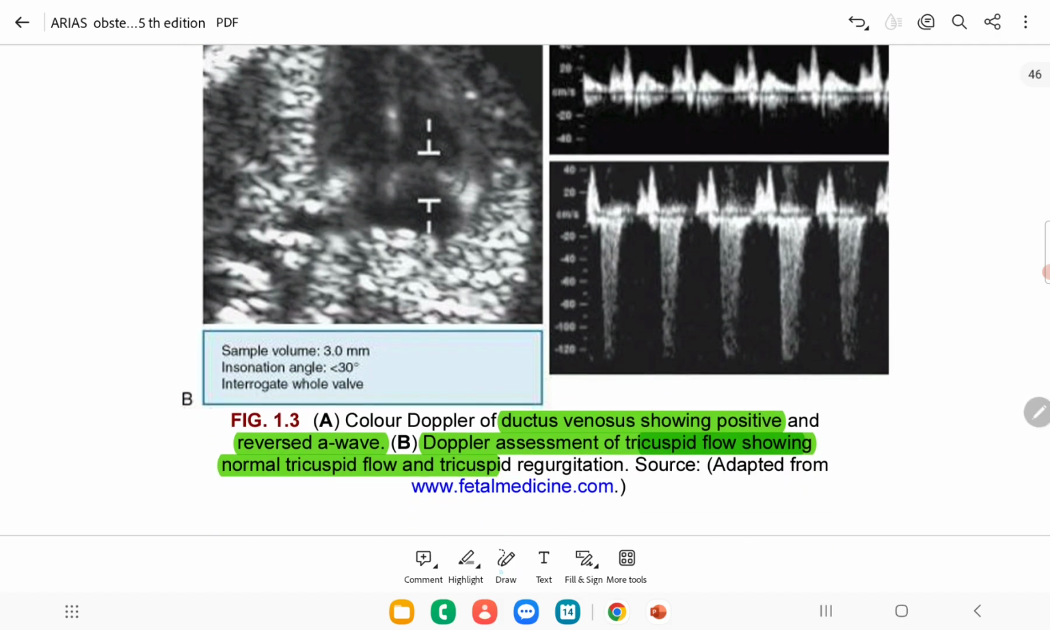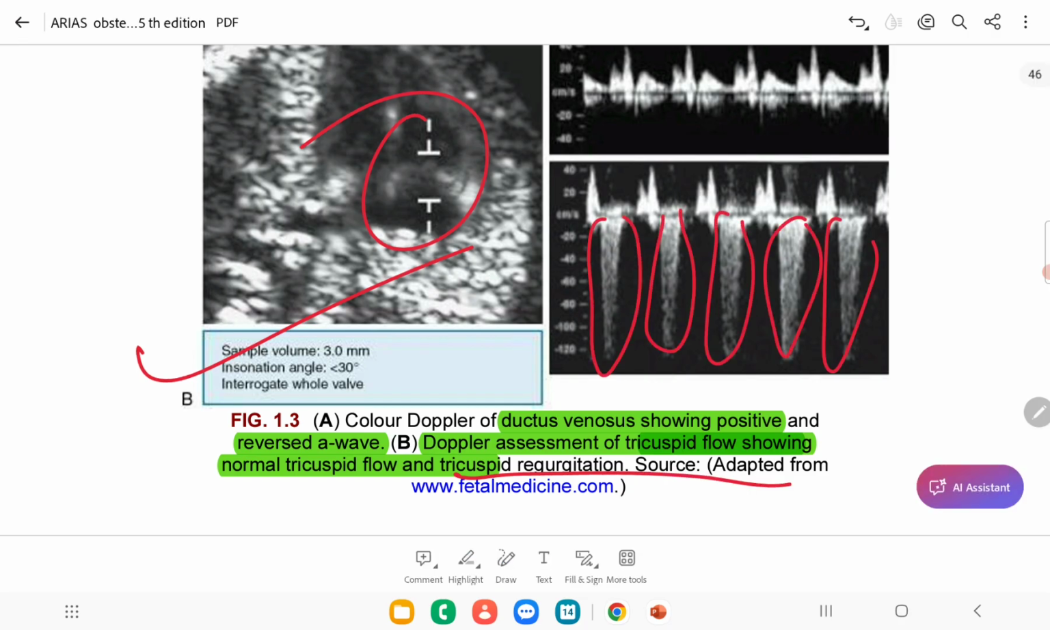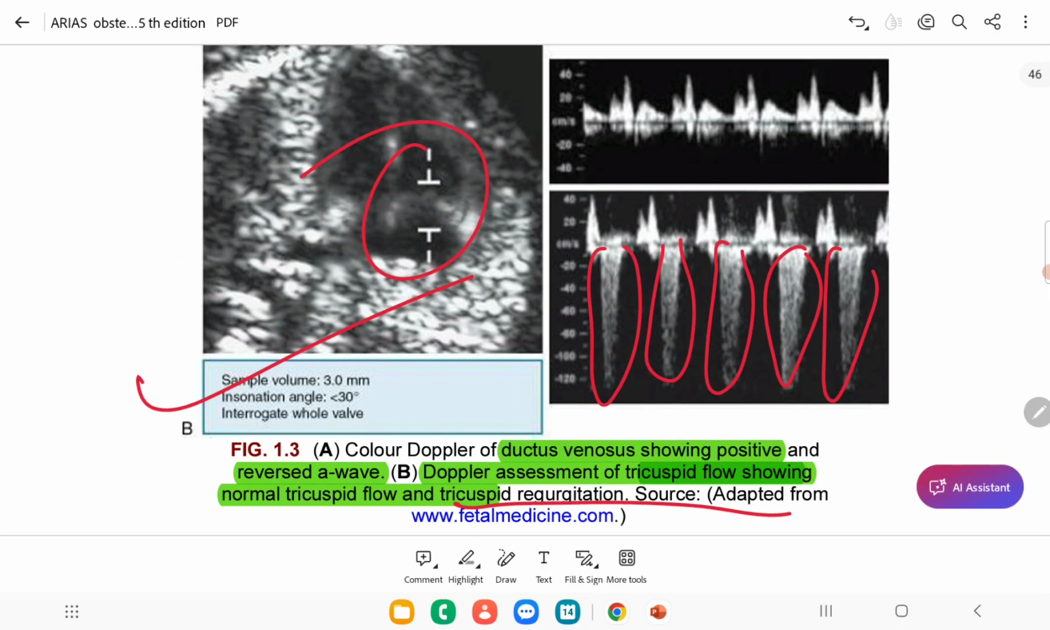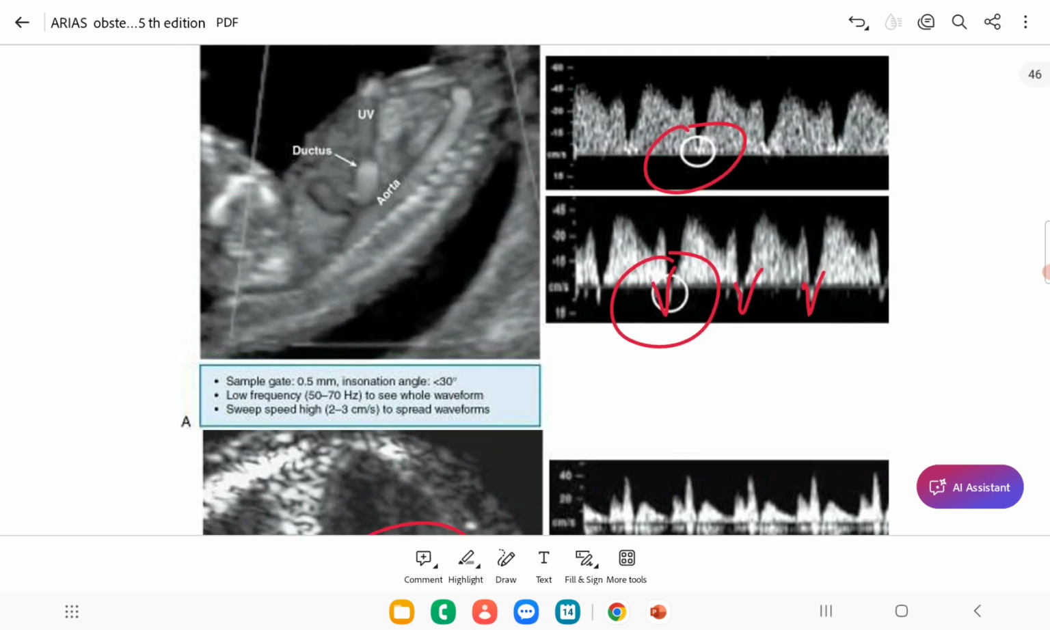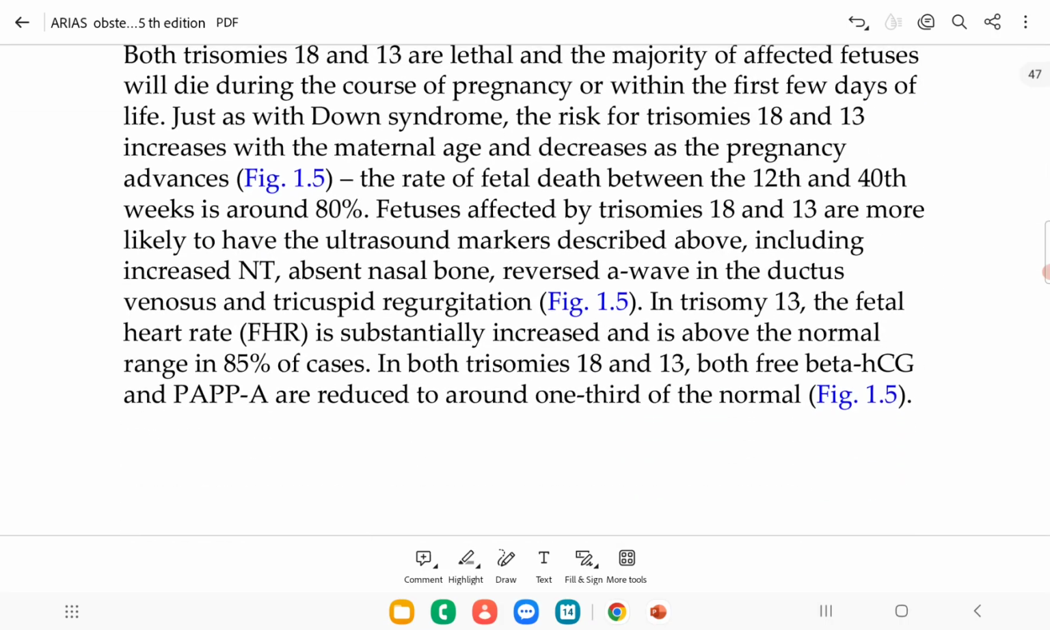This is nicely shown reversal. The color Doppler of the ductus venosus shows positive and reverse A wave. Then the Doppler assessment of the tricuspid valve: from here the tricuspid valve is there, and you can see the sample volume. There is a normal tricuspid flow and tricuspid regurgitation. So the first trimester ultrasound soft markers are absent nasal bone, tricuspid regurgitation, reversed A wave in the ductus venosus, and the frontomaxillary facial angle.